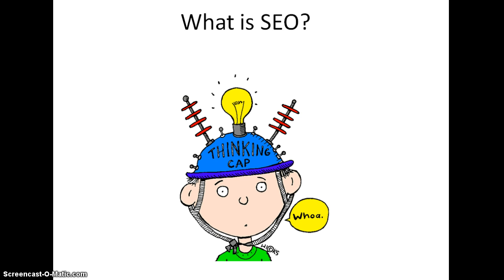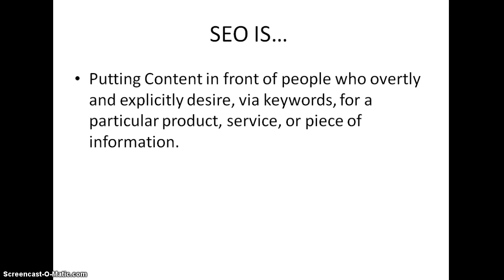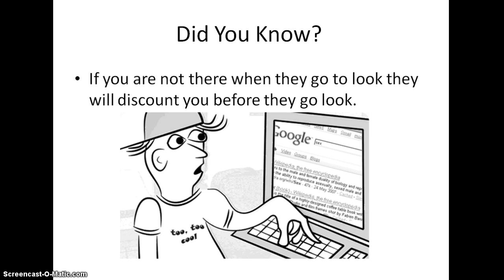So what is search engine optimization? You're probably asking that question right now. SEO is simply putting content in front of people who overtly and explicitly desire, via keywords, a particular product, service, or piece of information. In other words, it's making sure that your good or service or product appears when people are searching for it. Did you know that if you're not there when they go to look, they'll discount you before they go look? If you're not among the choices, then you can't be considered.